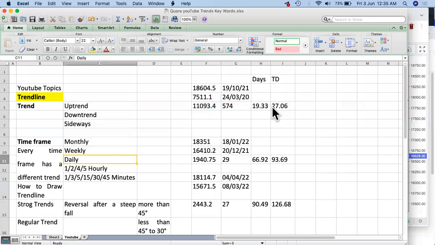So we have seen trend, we have seen time frame. Now let's see how to draw a trend line. Trend lines are drawn in different ways for an uptrend and in a different way for the downtrend. Let's see how we are going to draw these trend lines.